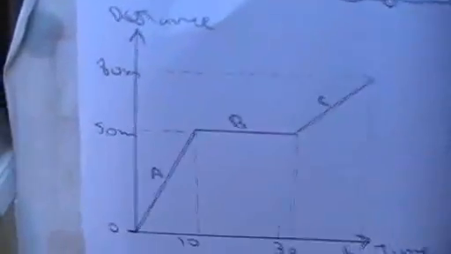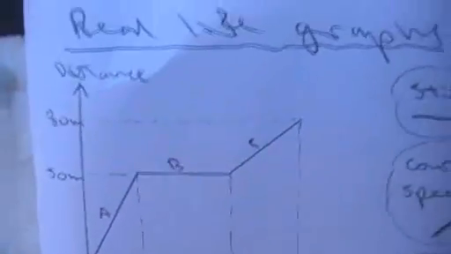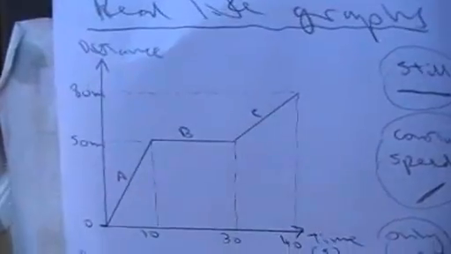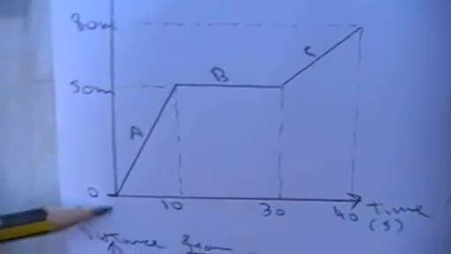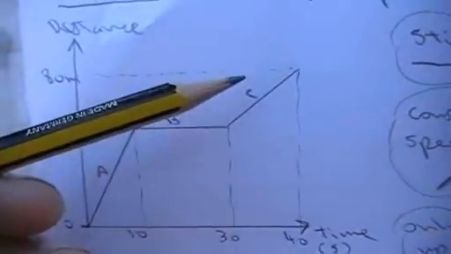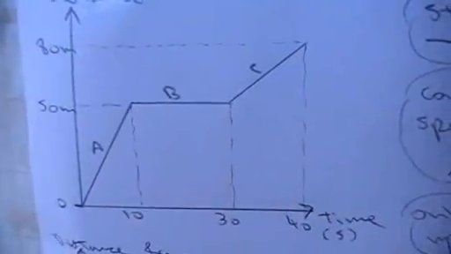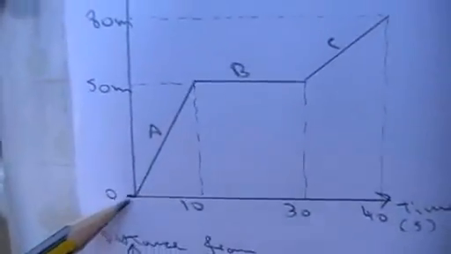So here we've got distance up the side and time along the bottom. This is a journey of something going somewhere. I've labelled the sections A, B and C, and that's good practice in an exam because then you can refer to them and the examiner can see what you're doing. So we're going to look at each section.